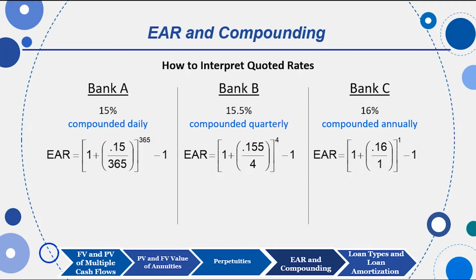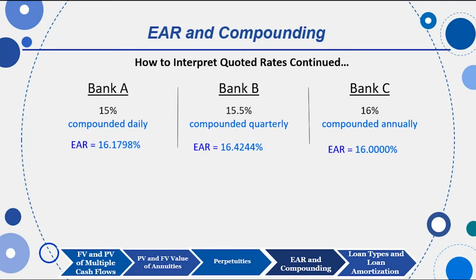You don't even really need to do the EAR for that one. The effective annual rate for Bank A is 16.18%. The effective annual rate for Bank B is 16.42%. And at Bank C, it's 16% because it's compounded only once per year. And again, if I'm going to invest my money, I'm going to invest in Bank B, which pays me the higher effective annual rate. Again, use EAR whenever you see these words: compounded daily, compounded quarterly, compounded monthly. If it was monthly, M would equal 12. Bank B, again, is the best bank for investing. It's going to give you the highest EAR.